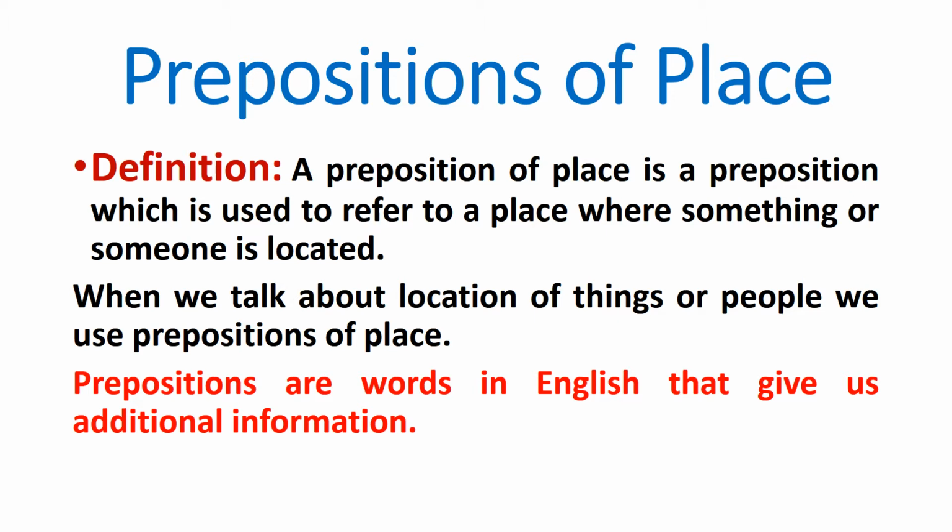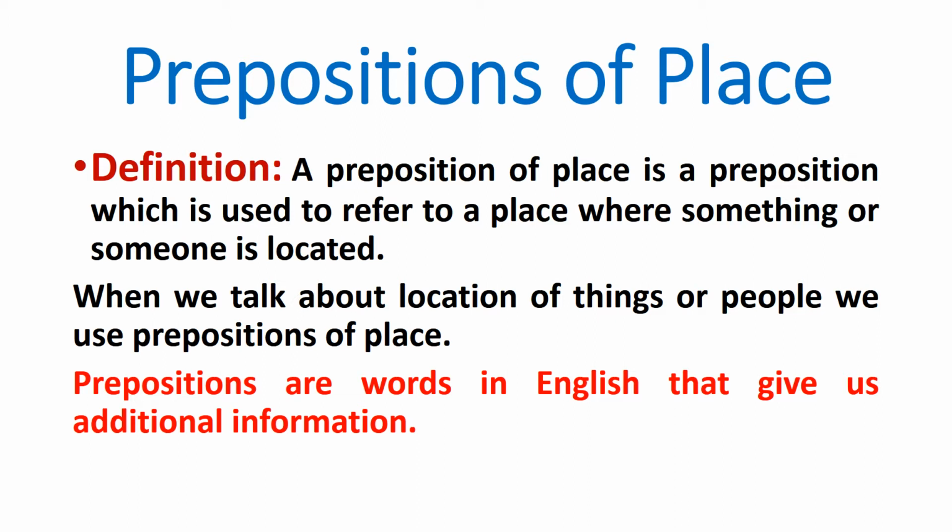Dear students, first of all we shall look at the definition of the prepositions of place. A preposition of place is a preposition which is used to refer to a place where something or someone is located. So this is quite easy to understand: the preposition of place tells us the location of a person and the location of an object.